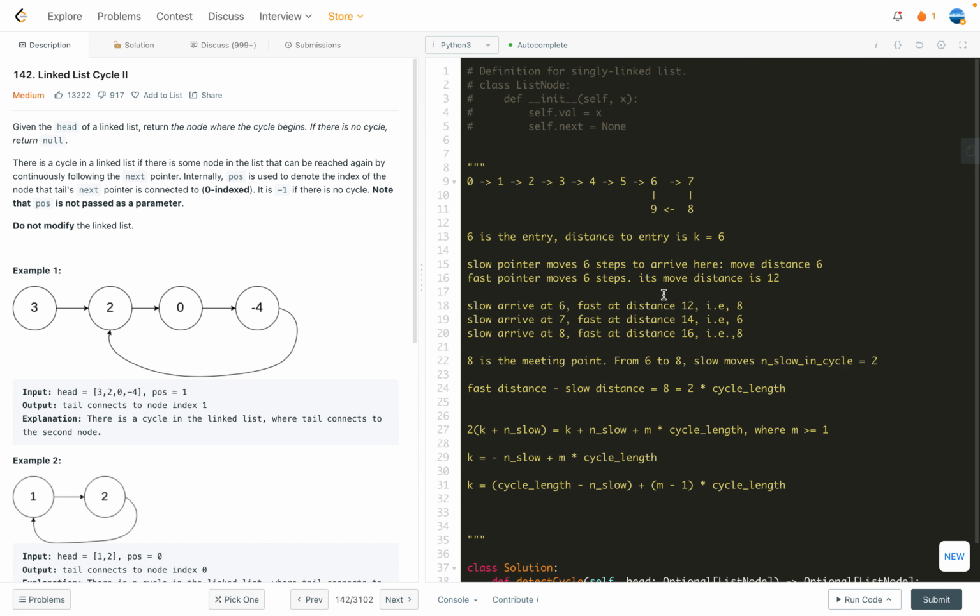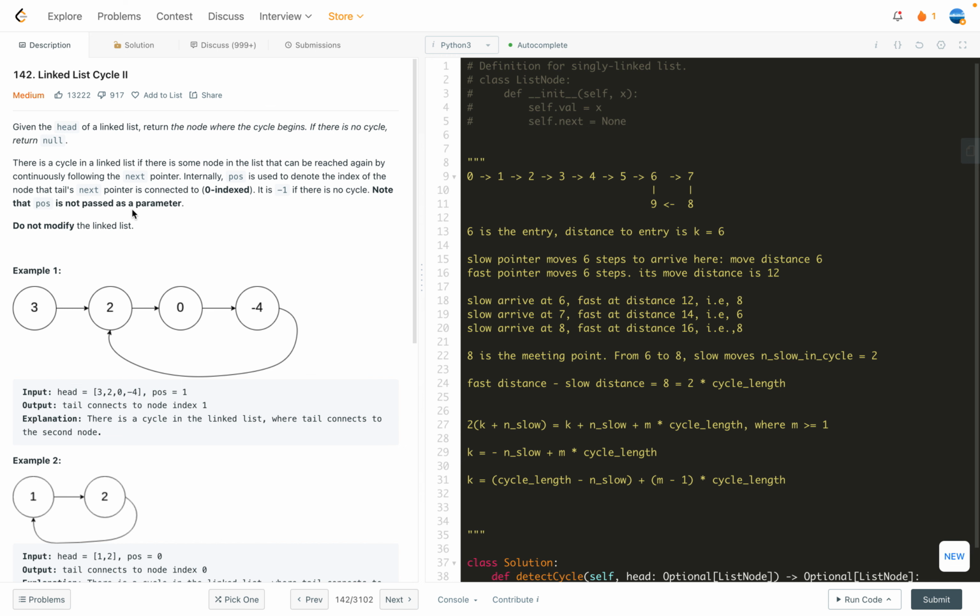Actually, I saw a number of solutions to this problem. They basically touch the core of the solution or the logic, but not to a sufficient extent. So in this video, we try to bridge this gap. Here we have a linked list given a head. We want to find the node where the cycle begins, and if there's no cycle, we return null.